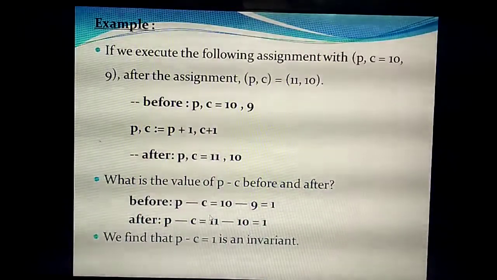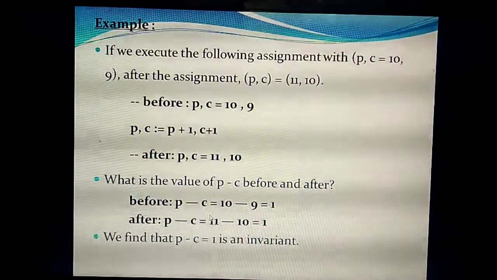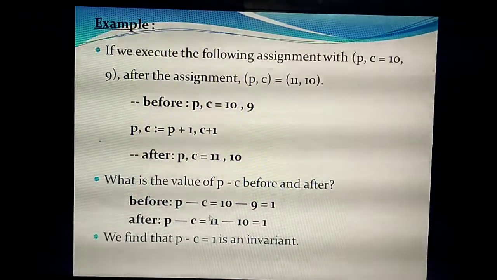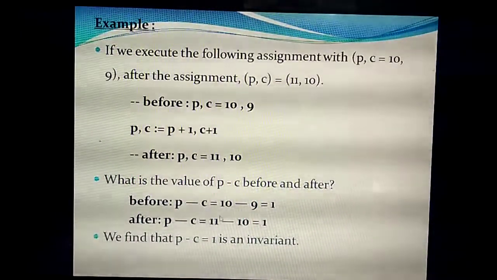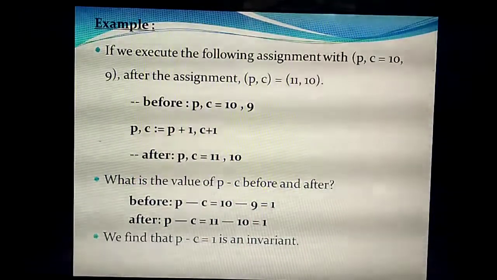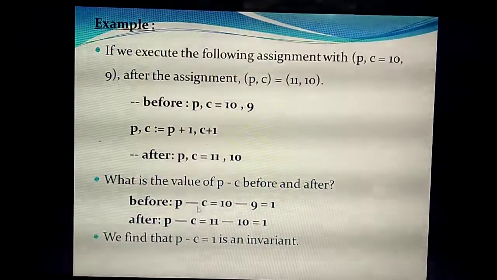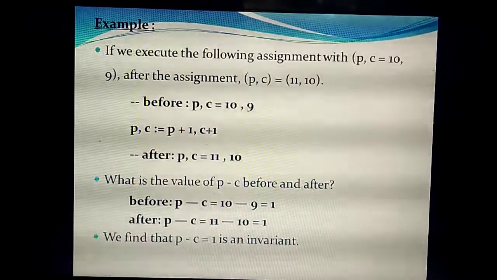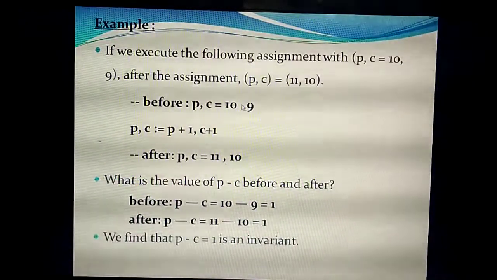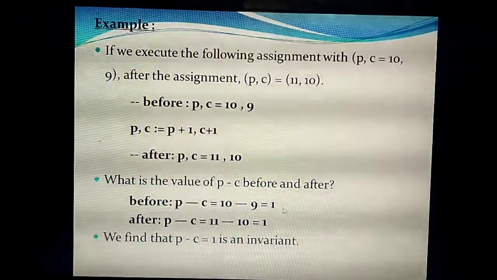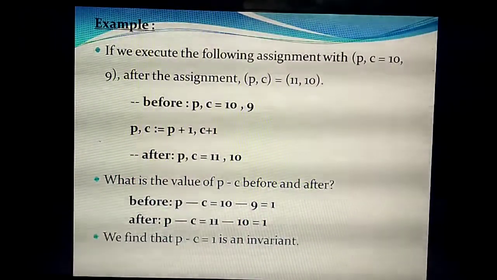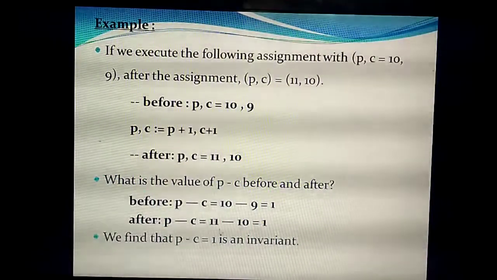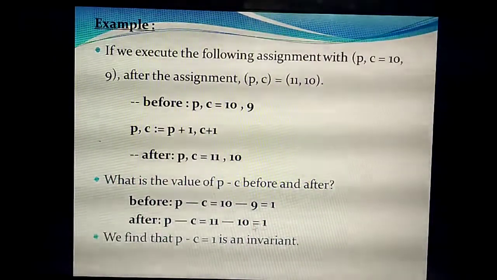Okay. So how do you make the answers before and after the assignment the same? You need to think and do it. What's the step you need to do? Here, before the assignment, you are going to subtract the value P minus C. What's the value of P and C before the assignment? 10. So 10 minus 9, what answer will you get? 1. After the assignment, what values are you getting? 11 comma 10. So subtract, 11 minus 10, 1.